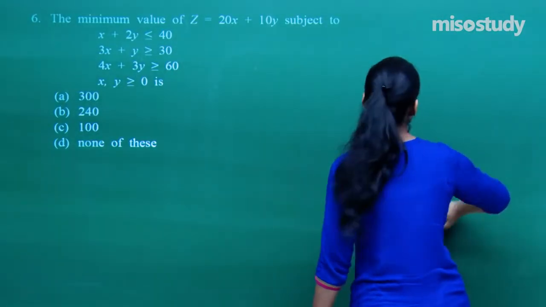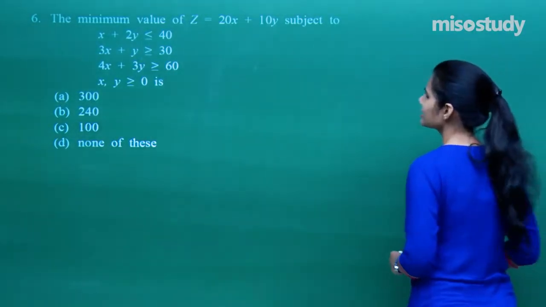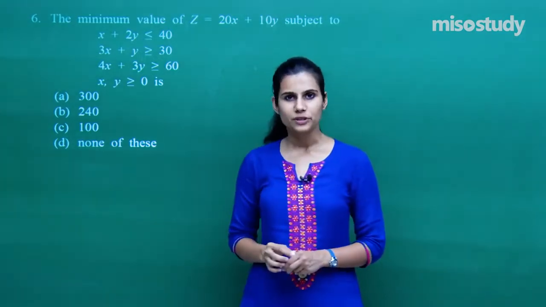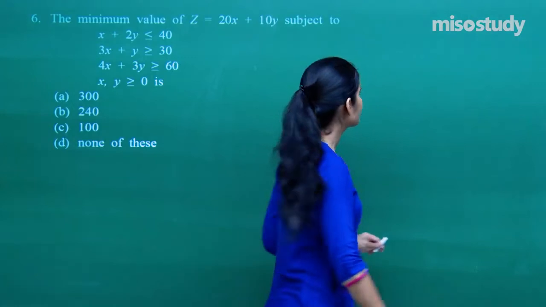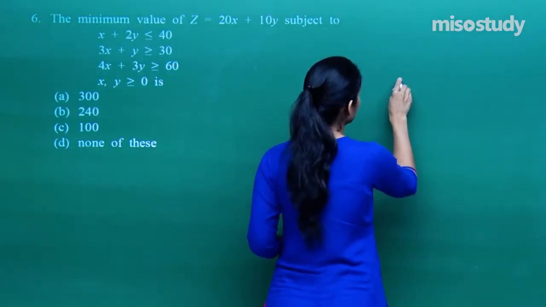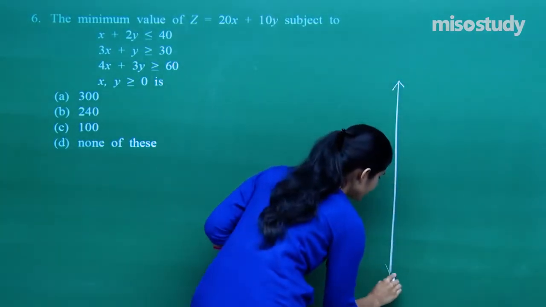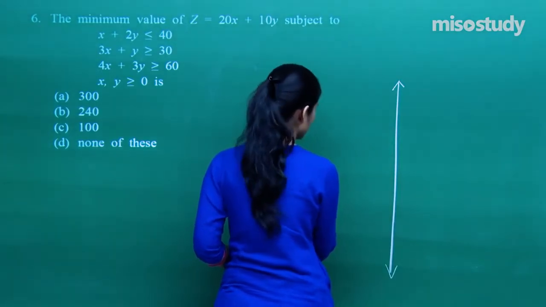Moving to the next, we have the minimum value of z equals 20x plus 10y subject to all these constraints is what? So the question is asking us the minimum value of this particular objective function subject to these constraints. Let's try to understand what is actually the feasible region.